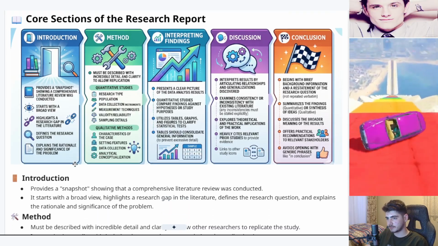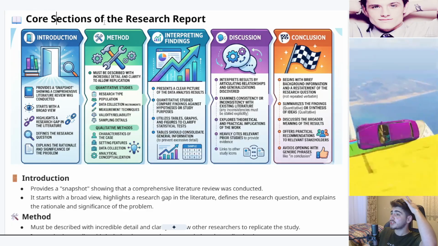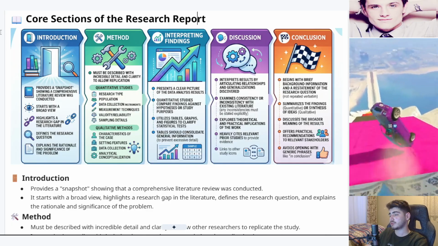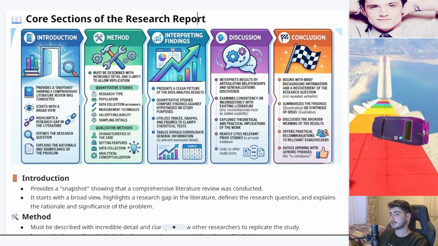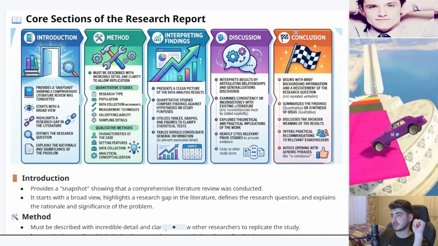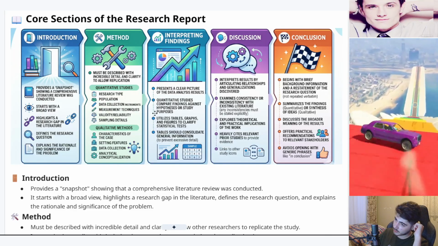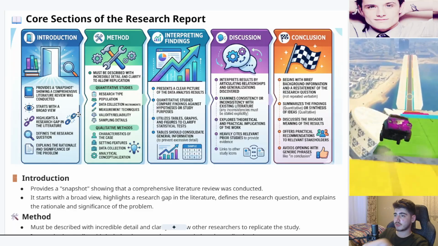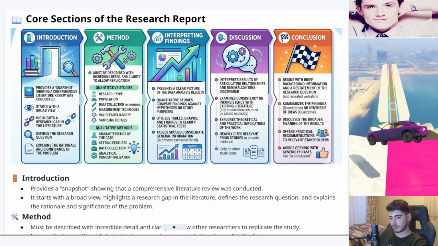So the core sections of a research report, we have 5 things: introduction, method, interpretation, discussion, and conclusion. I'm very bored of these, so we will just be going over them in a bit.